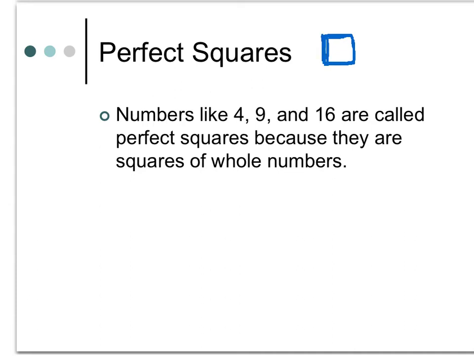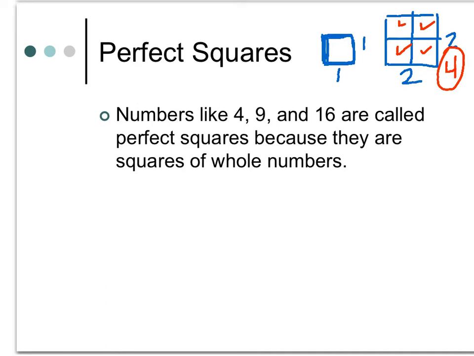Okay? So when you think about it, this square could be a 1 by 1. I could also make another square that's double in size, a 2 by 2. So if it's 2 by 2, how many little squares do I have in it? Well, you'll count: 1, 2, 3, 4. I have 4 squares inside there.